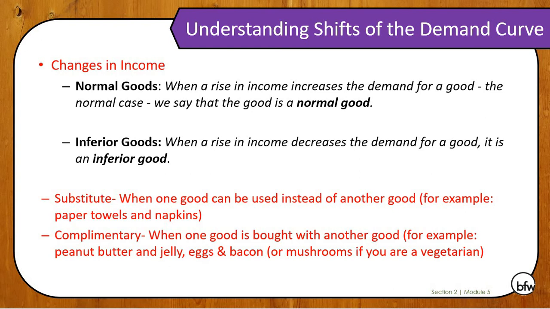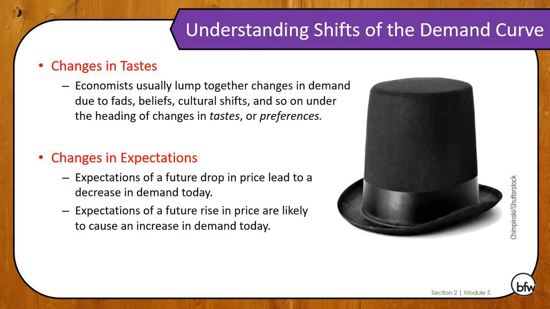Now, I explained what a substitute was earlier, so I'm not going to explain it again. And a complementary good, just make sure you write both of those down. If you have to pause the video, go ahead and do that. Now, the last two things that are going to cause a shift in the demand curve: the last ones are going to be a change in tastes, and then a change in expectations.